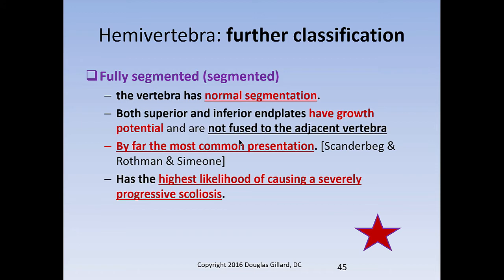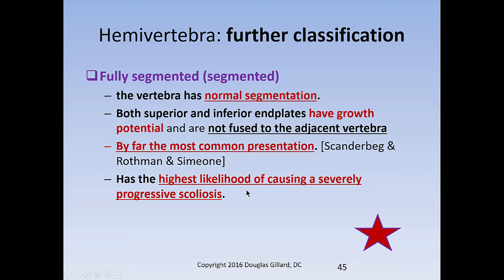Further classifications. Now, fully segmented, it should be fully segmented, not just segmented. I should change that, or completely segmented. The vertebra has normal segmentation, so it has developed apophyses on the superior and inferior end plates, and that's not a good thing, right? Because it has huge growth potential. And by far the most common presentation, according to a couple of sources, one of our texts, Rothman-Simeone, and it has the highest likelihood of causing a severe progressive scoliosis.